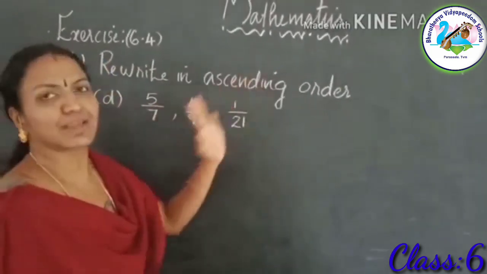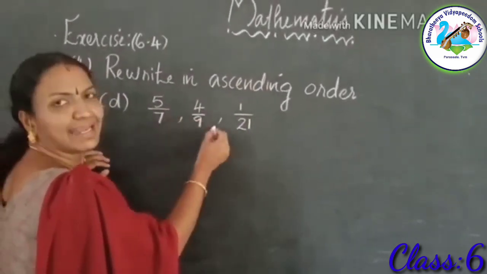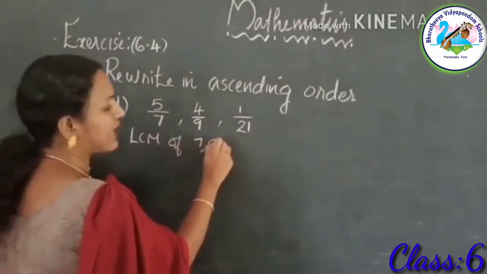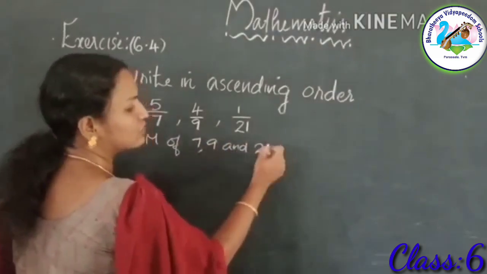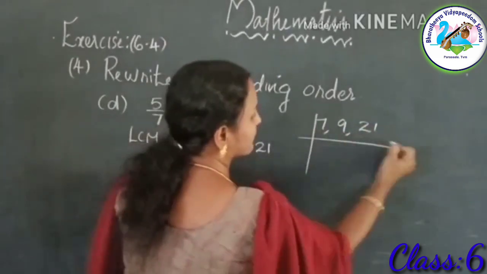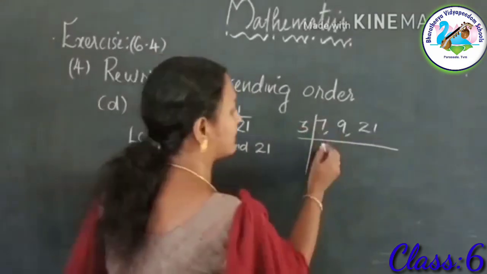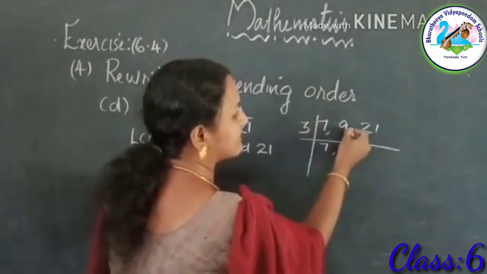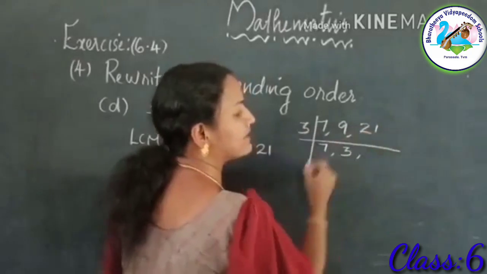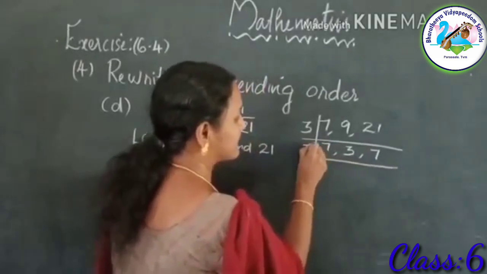Next, option D: 5 by 7, 4 by 9, 1 by 21. Arrange these fractions in ascending order. First we have to find the LCM of 7, 9 and 21. Start with 3. 7 is not divisible by 3, so write the same number 7. Then, how many 3s are in 9? 3 3s are 9. How many 3s are in 21? 7 3s are 21.